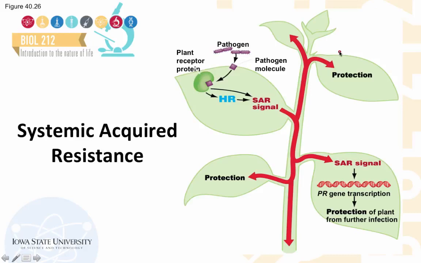As we can see in this image, when a pathogen infects plant leaf cells by releasing a pathogenic molecule, that molecule binds receptors on the plant cells, triggering the HR response, which in turn triggers the release of an SAR signal that travels to different parts of the plant body and stimulates transcription of PR genes that generate proteins which protect the plant from further infection.